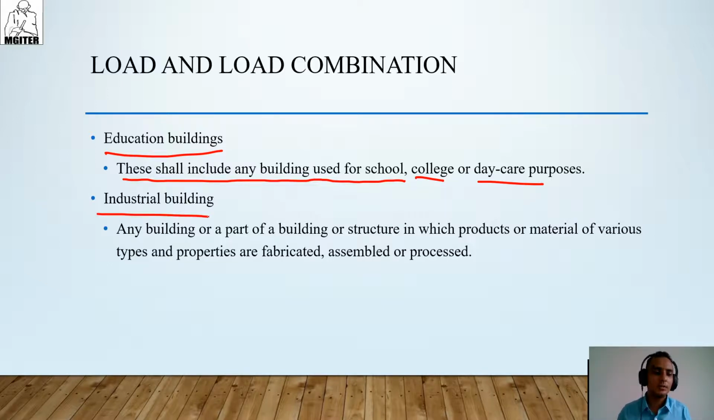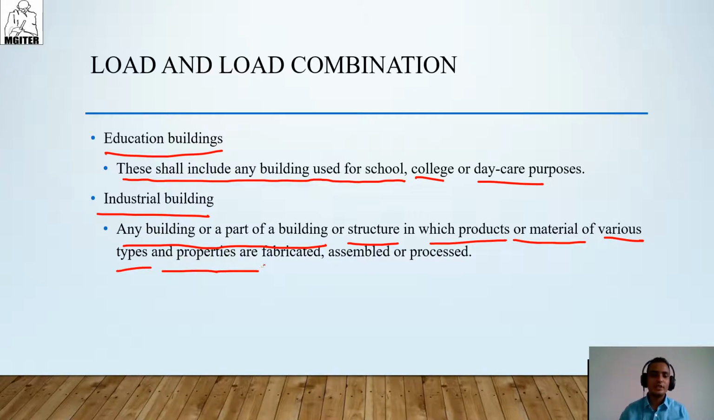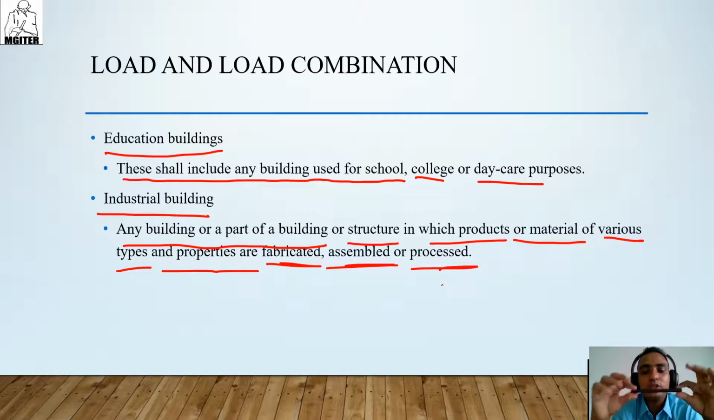So what are industrial buildings? Any building or part of a building or a structure in which products or material of various types and properties are fabricated, assembled and processed. Understood what is an industrial building? Industrial building means one which is used for producing some material. Okay.